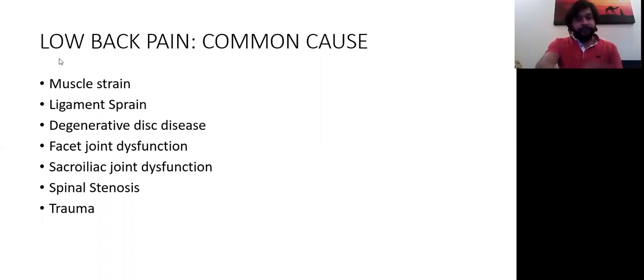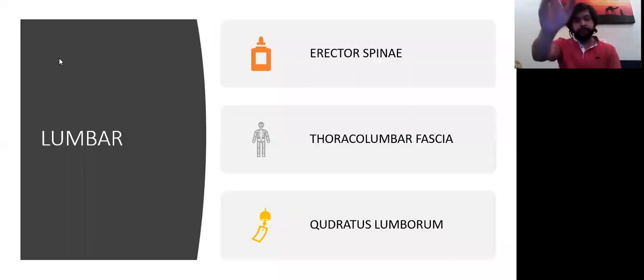So let's start with the first muscle. We will talk about these three: erector spinae, thoracolumbar fascia, and quadratus lumborum.